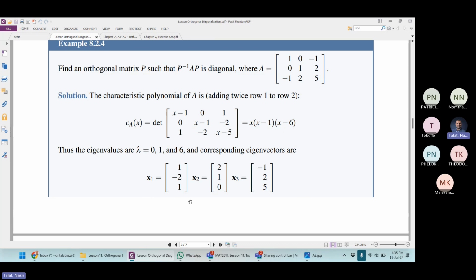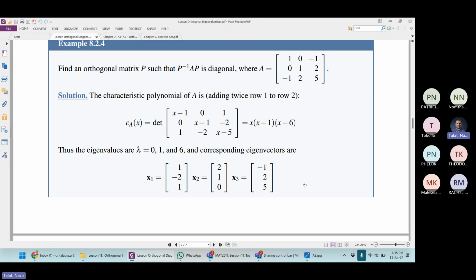Moreover, these eigenvectors are orthogonal to each other because A is a symmetric matrix. If A is a symmetric matrix and the eigenvalues are distinct, then the eigenvectors will always be orthogonal. If you multiply x1 with x2, you will get 0. x2 multiplied by x3 is 0. x1 multiplied by x3 is also 0.